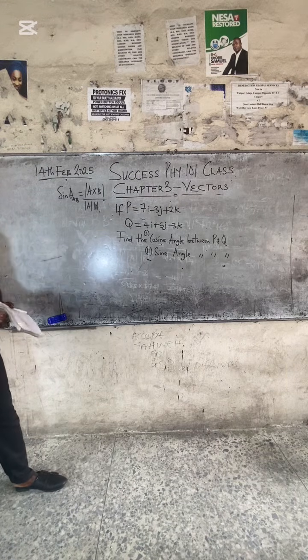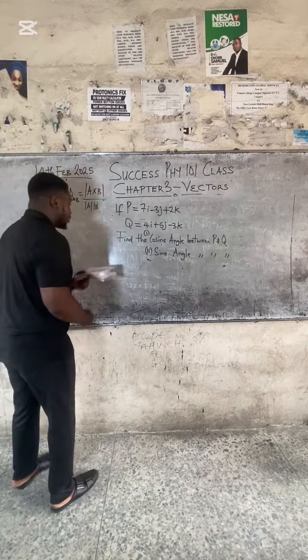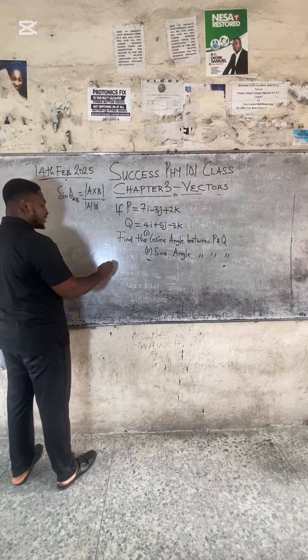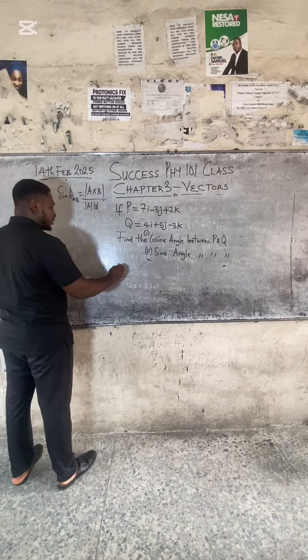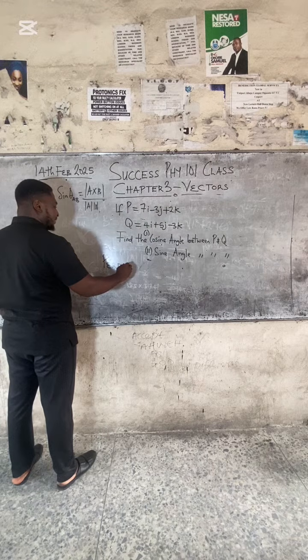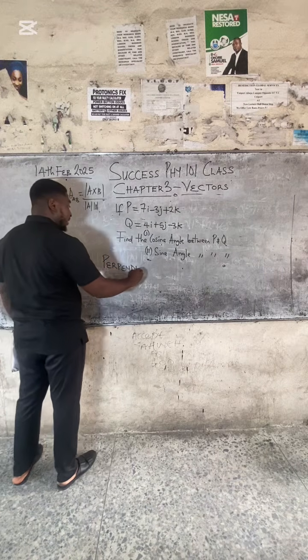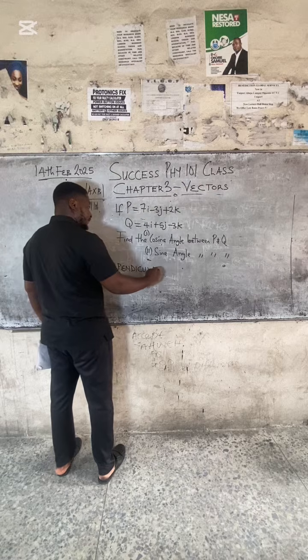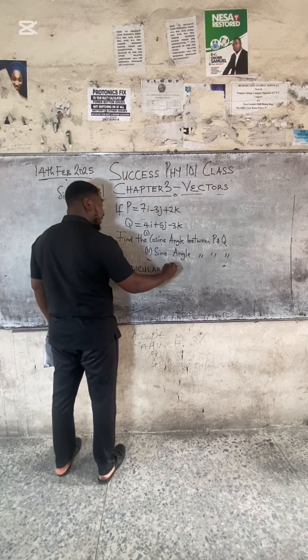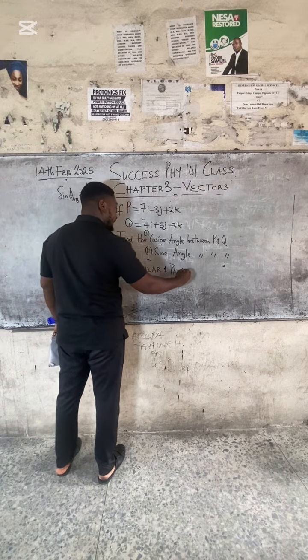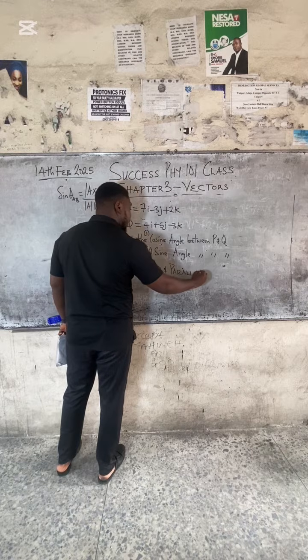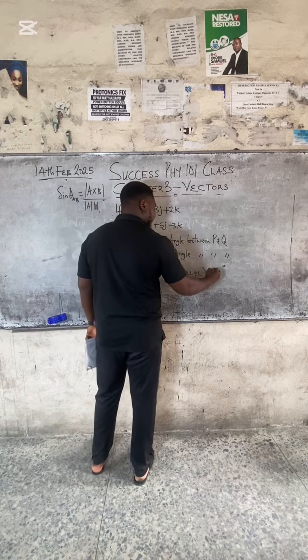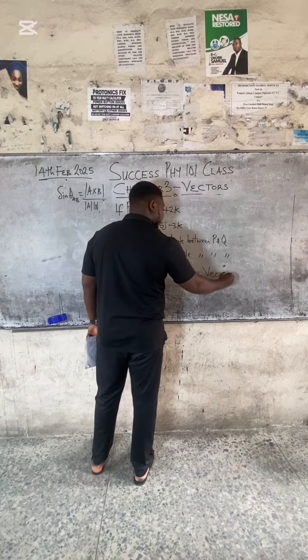Before you solve this, quickly write down perpendicular and parallel vectors. This is the last thing, so we know we are done at once. Perpendicular and parallel vectors.